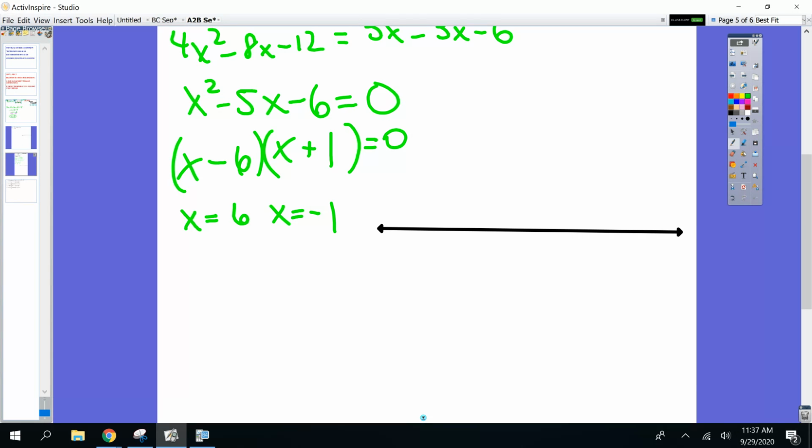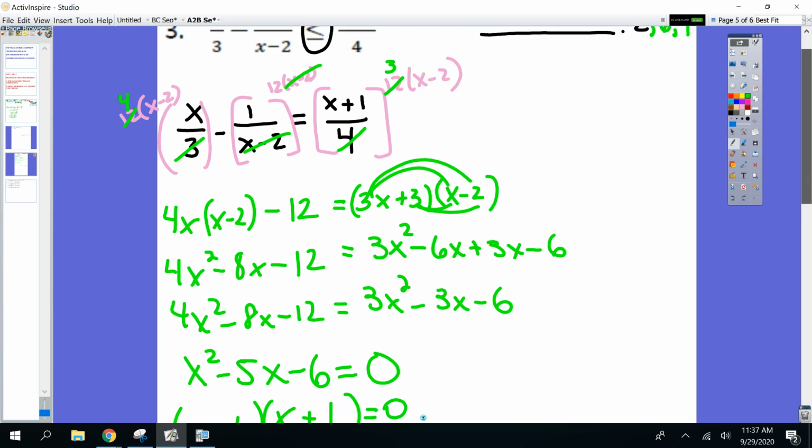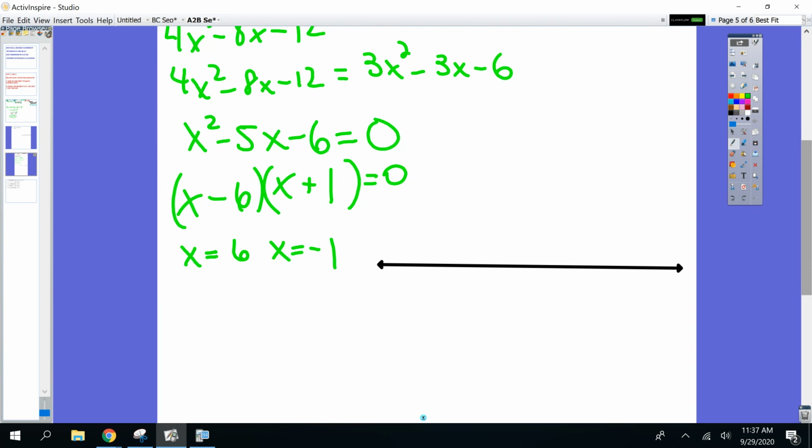So those become our other critical values. Remember, we had one from the beginning. We wrote down 2. Now we have 6, and we have negative 1 now. 3 critical values. Now we're going to put them on the number line. Bad news about this problem, we're only halfway done. Make sure you put them in the right spots on the number line.